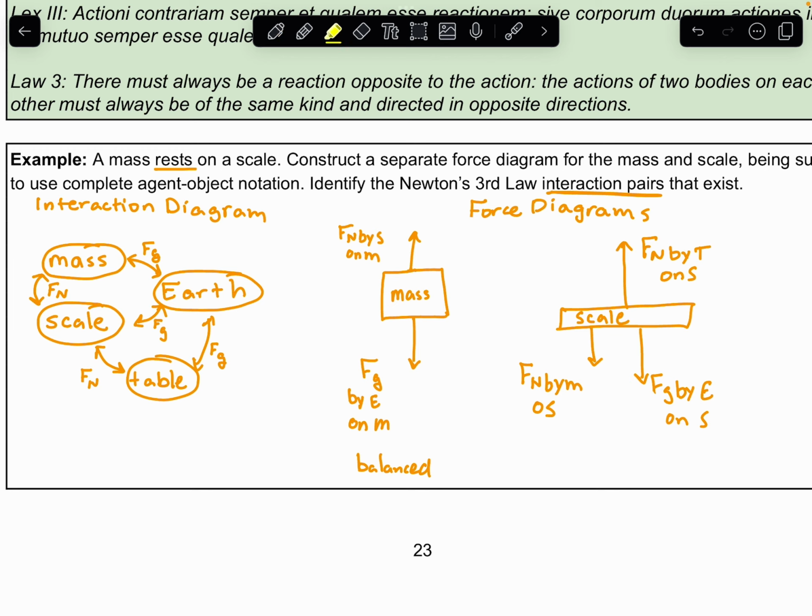Identifying Newton's third law interaction pairs. This arrow represents two forces, an interaction pair. Here's one of them, and here's the other. I can recognize an interaction pair because the by scale on mass turns into by mass on scale. Same two objects flipped in their location.